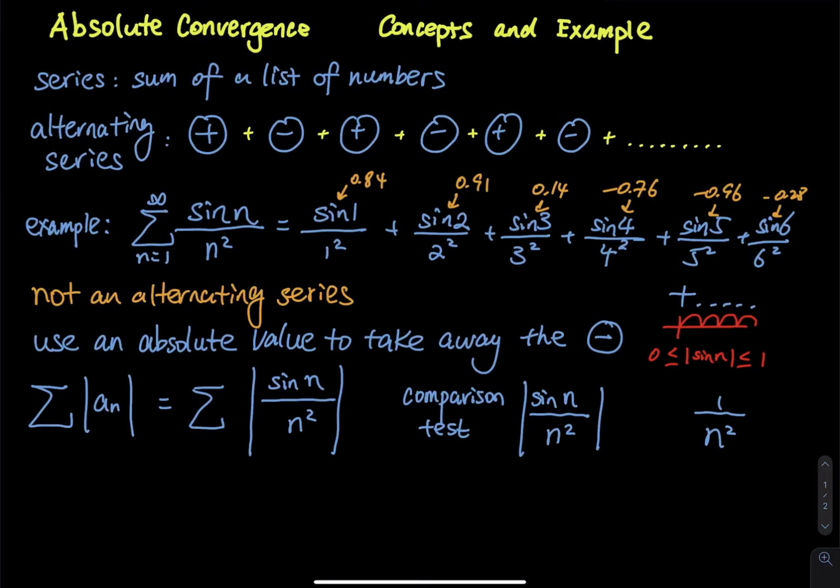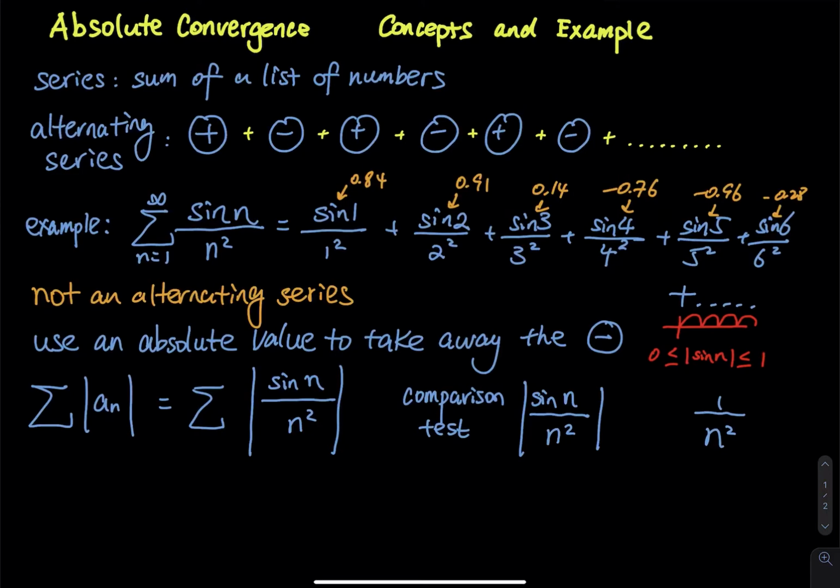To take care of the minuses, what I can do is use an absolute value to take away the minuses. If you take an absolute value on the entire series, do we agree that every single term will be positive? Because the absolute value of a positive is positive, and the absolute value of a negative is positive. So if you take the absolute value of the entire series, that will just take away all the minuses. So let's do it.